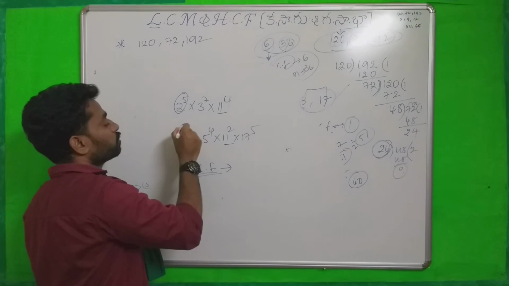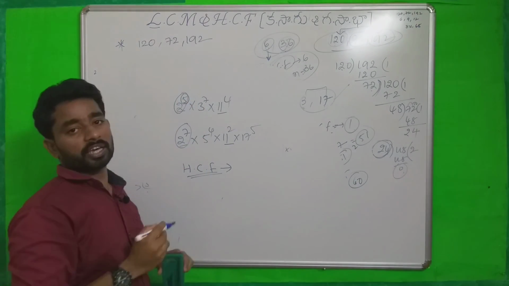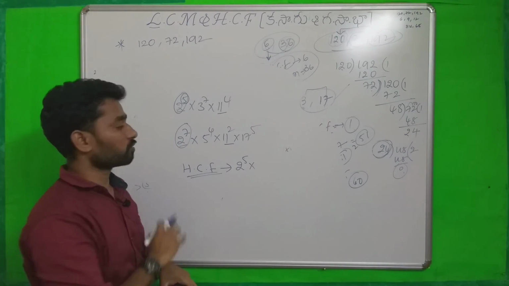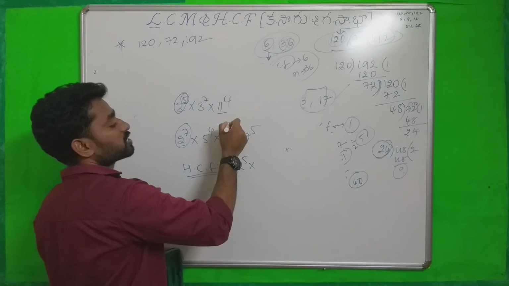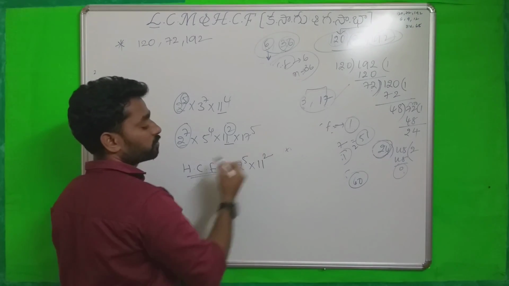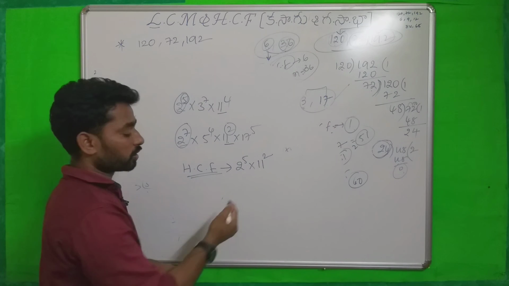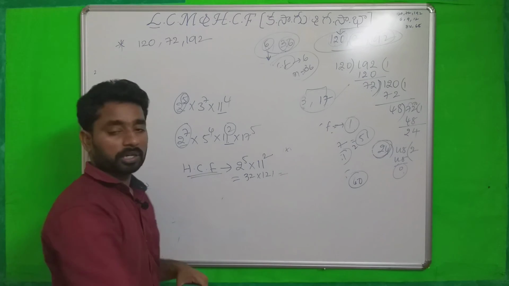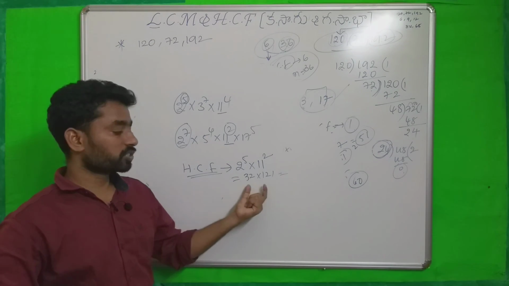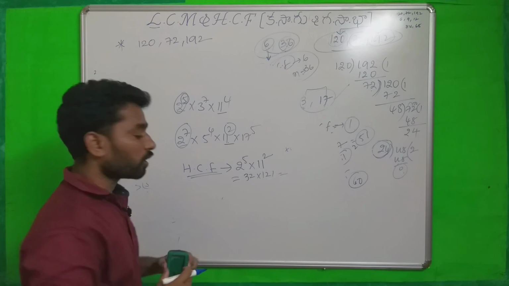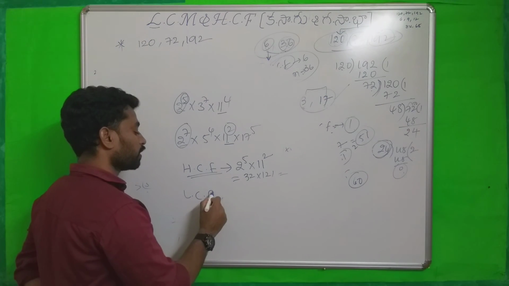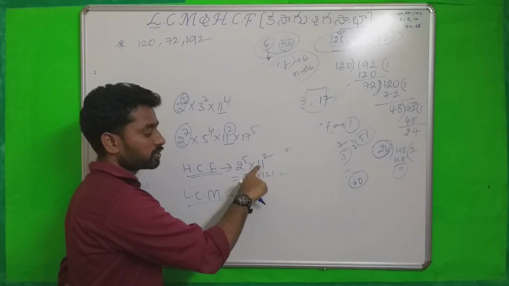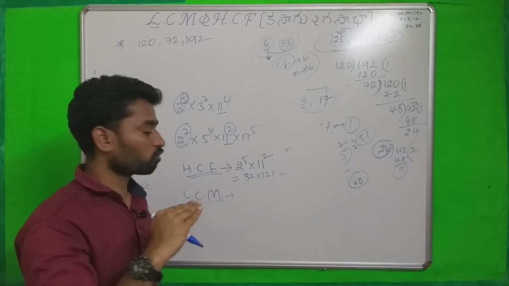So 2 to the power of 5 and 2 to the power of 7. 5 is the least exponent. Then you can take directly 2 to the power of 5 if they are common only. Otherwise no need to take. And 11 is common. Its lowest exponent is 11 to the power of 2. By multiplying these you can get the HCF, for example 32 into 121. If you multiply them you get the highest common factor. I hope you understood this one. Only for common prime factors, take the least exponent.